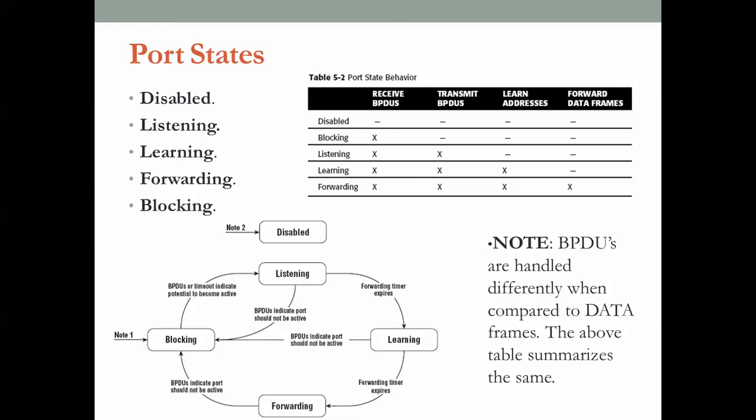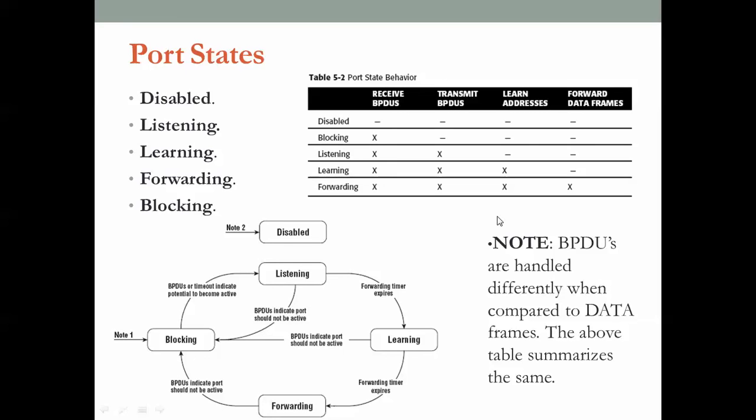Now let's see what the listening state is. Listening is a state wherein your port is listening to configuration messages from the network in order to make a decision whether it has to go forward into the next step, which is learning, or if it has to go back into the blocking state. So during the listening state, as you can see in the tabular column here, this clearly tells you how BPDUs are handled when compared to data frames.